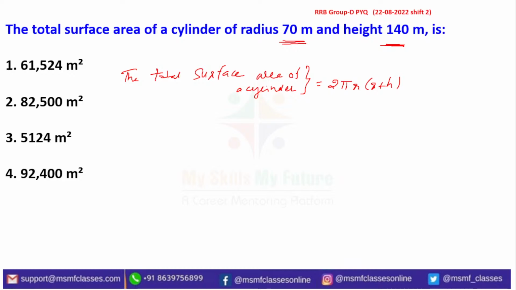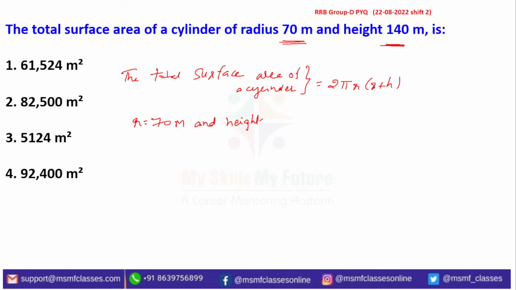The same type of question was asked in RRB Group D in a previous paper. One more time the question is repeated with different values. The total surface area of a cylinder is 2 pi r into r plus h. They have given the r value directly, r is equal to 70 meters, and they have also given the height.